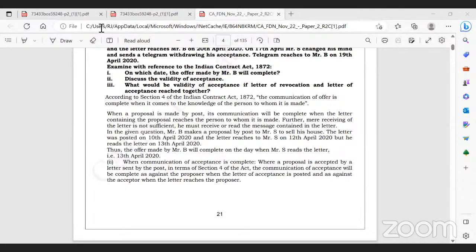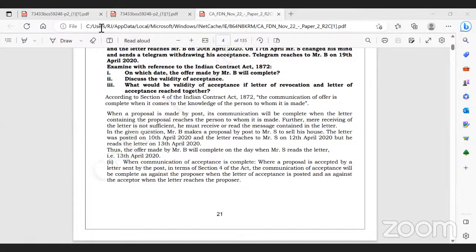In the given question, Mr. B makes a proposal by post to Mr. S to sell his house. The letter was posted on 10th April 2020. The letter reaches Mr. S on 12th April 2020. And when did he read it? He read it on 13th April. So the offer will be completed on 13th April. Correct or no? Yes. Then now read the second question.